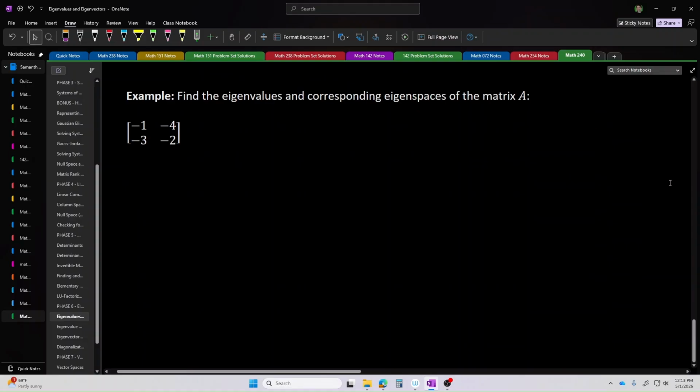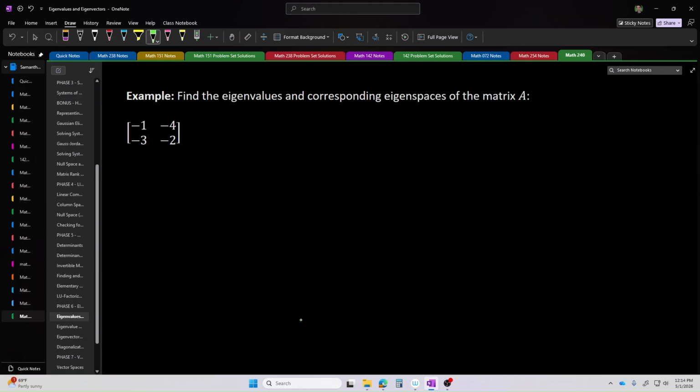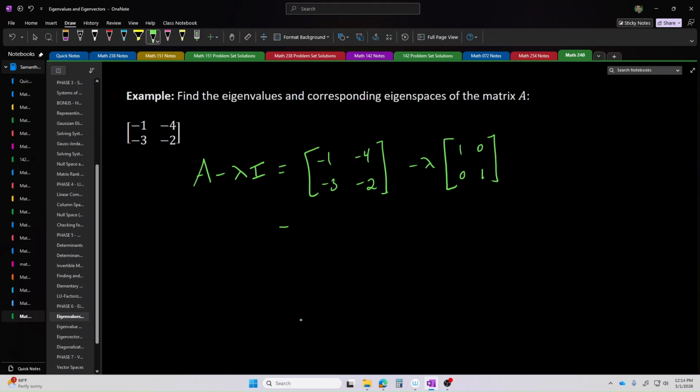For example, suppose that I give you this matrix A being -1, -4, -3, -2. If someone wants me to find the eigenvalues of this matrix, the very first thing that I would do is calculate A minus lambda times the identity. The matrix -1, -4, -3, -2, take away lambda times the identity matrix of the same size, 1, 0, 0, 1.